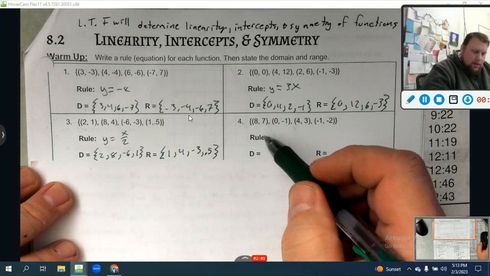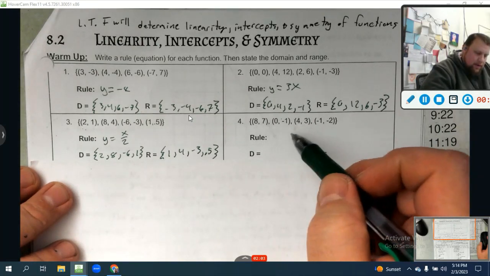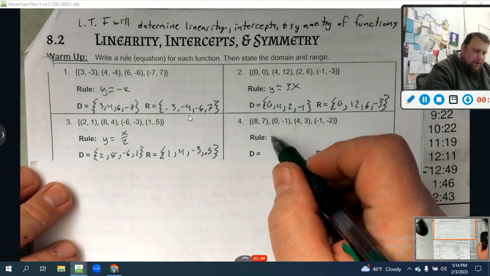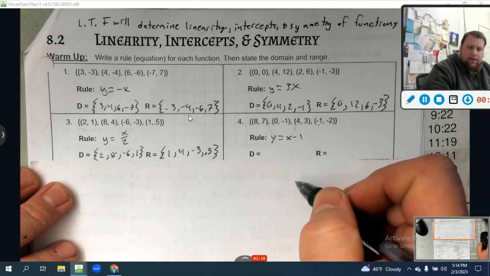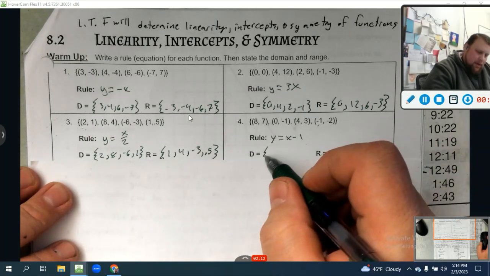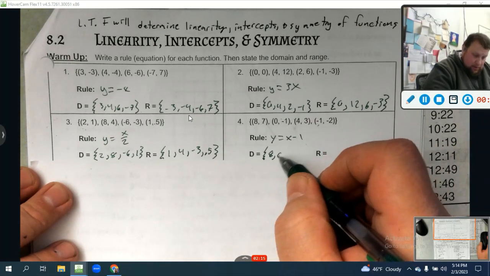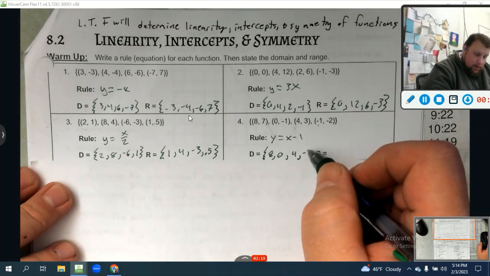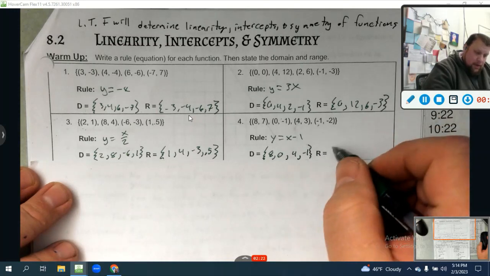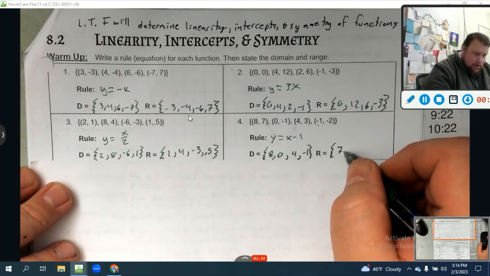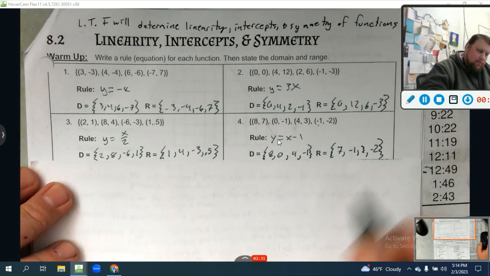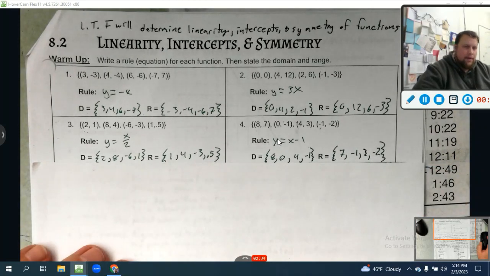Let's look at this one right here, a rule. See, it goes from 8 to 7, 0 to negative 1, 4 to 3, negative 1 to negative 2. That's subtracting 1 each time. So it's going to be y equals x minus 1. Boom, that's the rule. And my domain is going to be 8, 0, 4, negative 1. Boom. And my range is just 7, negative 1, 3, and negative 2. Boom. Super simple, guys. Nothing big. All right.